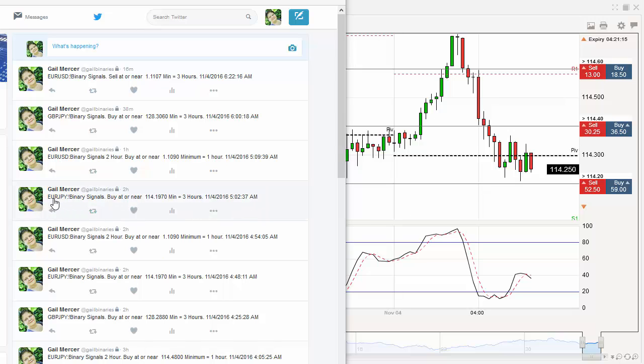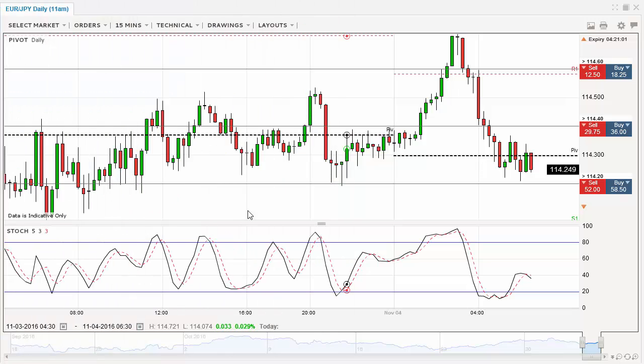Okay, this is a signal on the euro yen. It's by, at, or near 114.19. Minimum is out 3 hours. We do have a strike price at 114.20. Now, the problem with this strike is I would have to pay about $59 to enter this trade. I'm not interested in doing that.